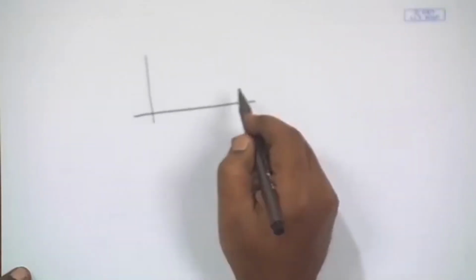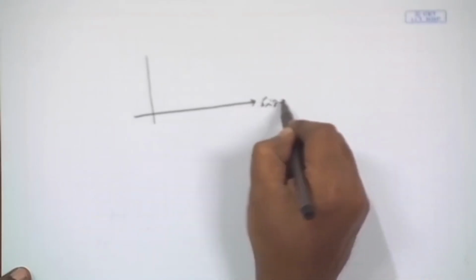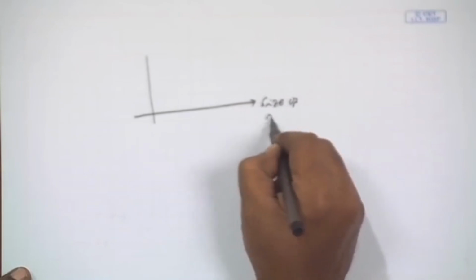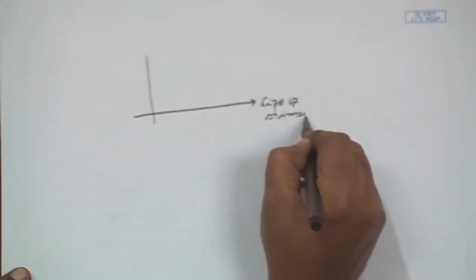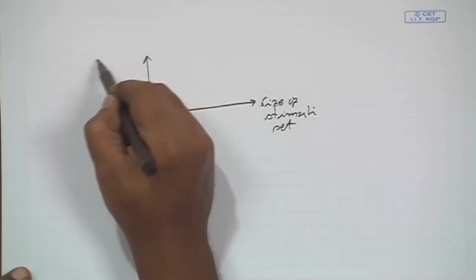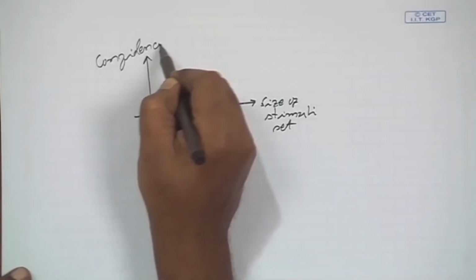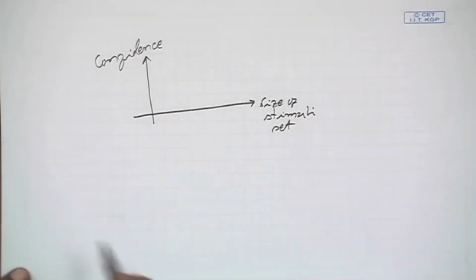In fact, if we plot it like this, on this side we plot the size of the stimuli set, or the number of test patterns that we are applying, and on this side we plot the confidence, that is, how much confidence we can have about the correctness of the system.